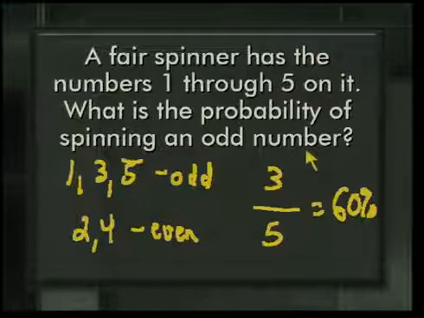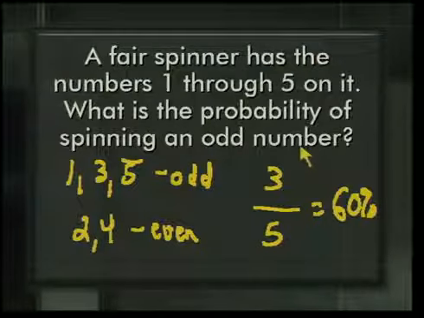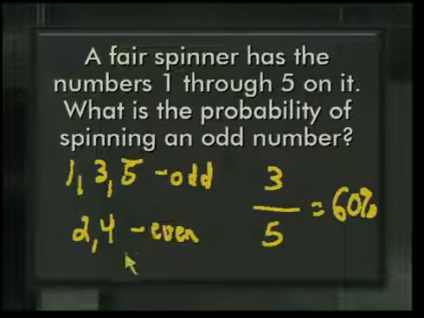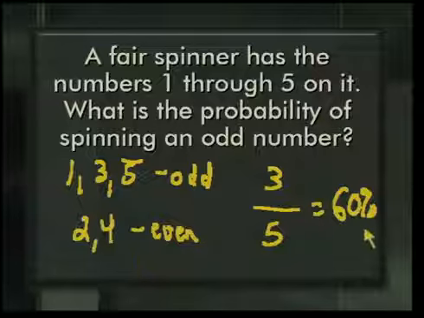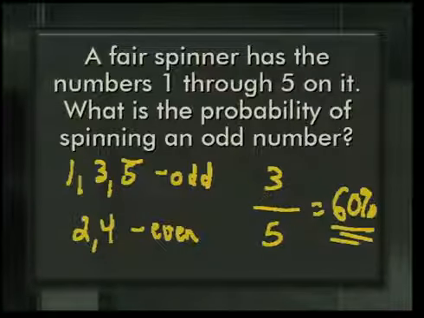So there's a 60% probability, if I spin it enough times, that I'm going to get an odd number. Now, I could spin it 2 times and come up with an even number both times. But if I keep spinning and spinning and spinning and spinning, eventually it'll come close to 60% odd numbers.